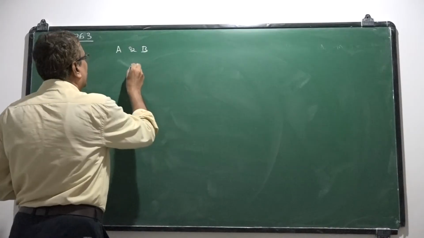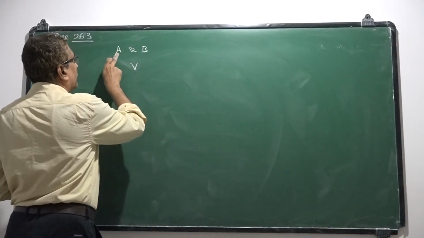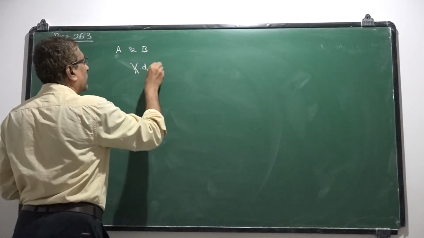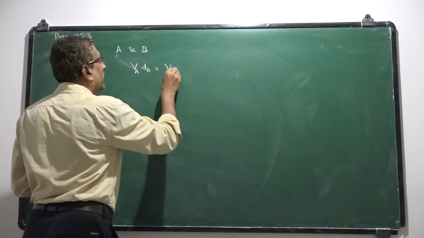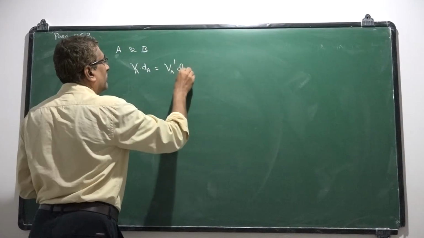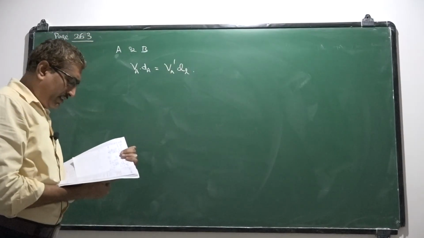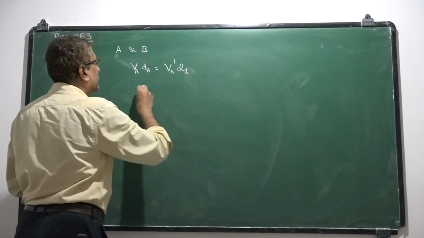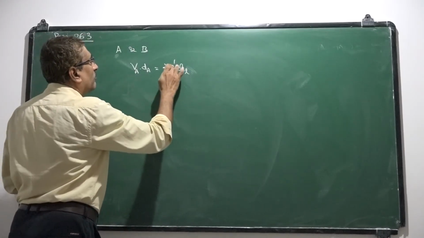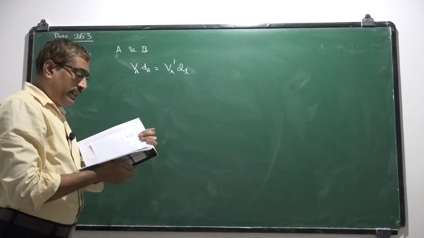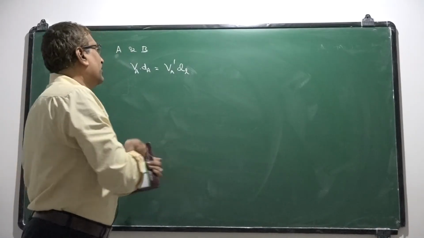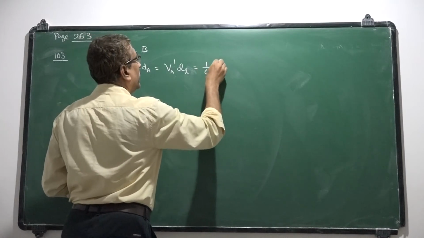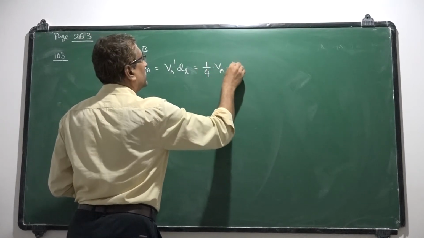Applying the condition first for A, we can write volume of A into density of A is equal to volume of A inside the liquid into density of the liquid. Here the liquid is water. Now the amount inside the liquid is 1/4 of its volume. So this is 1/4 of VA into density of the liquid.